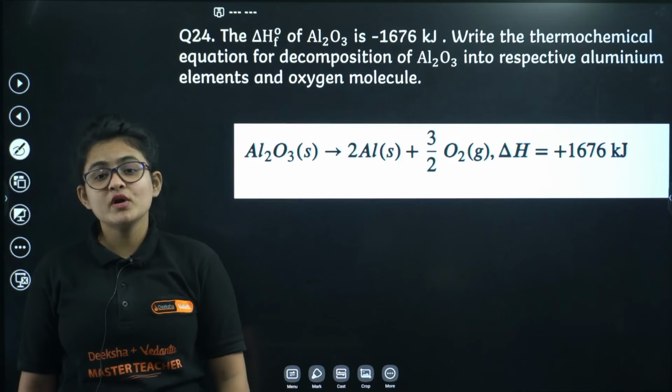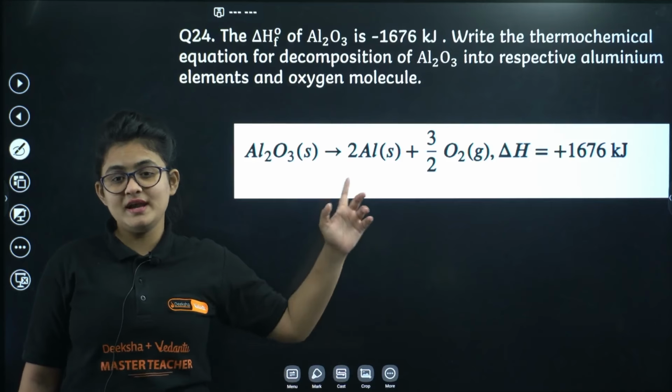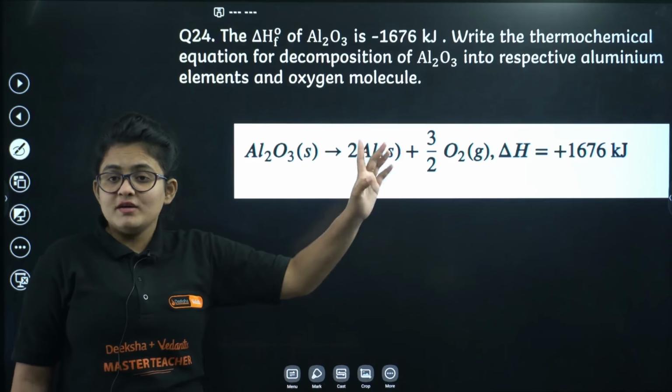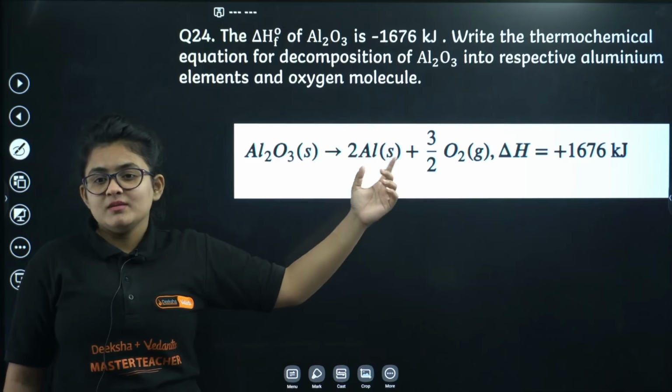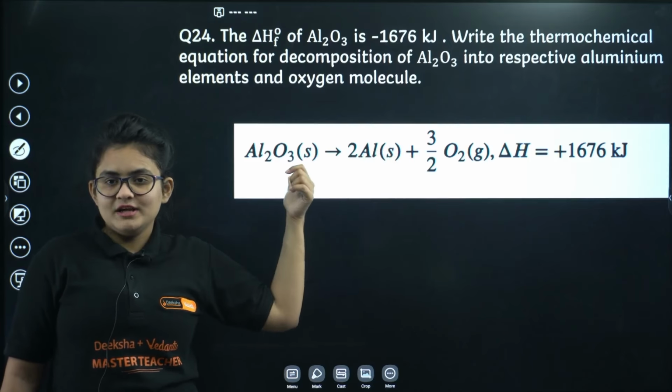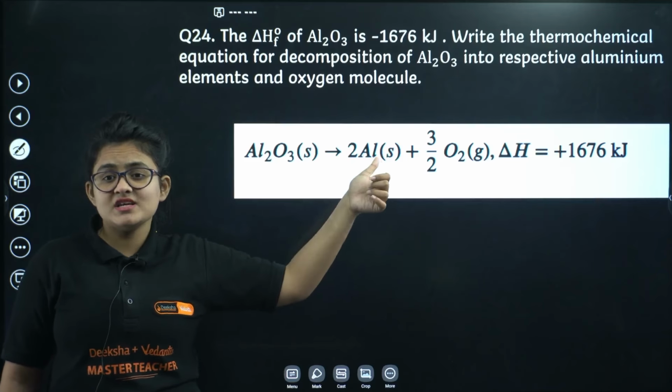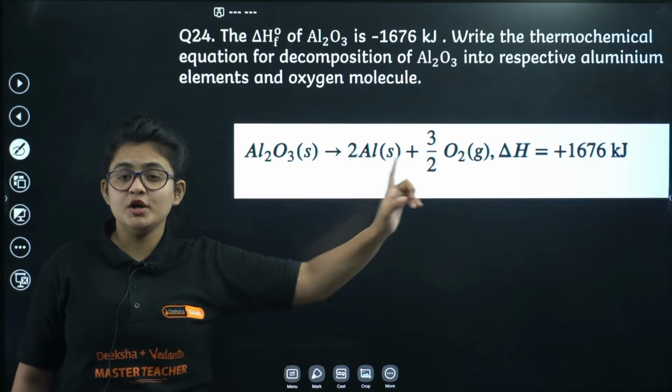the matter of thermochemical equation, you have to write down the enthalpy of reaction. So definitely the opposite reaction, if you combine them, you will get the Al2O3. So this is just the reverse reaction, and hence the enthalpy sign will be converted to plus.